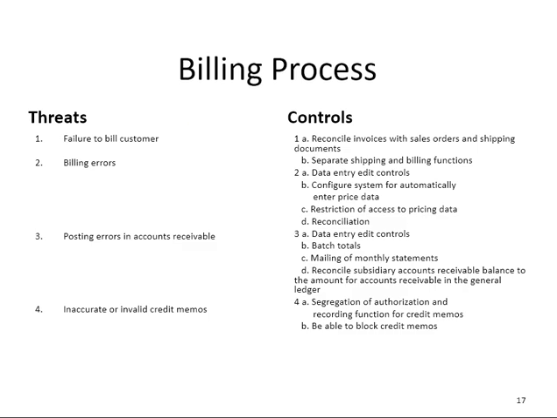All right, threats and controls. Threat: failing to bill customers. Segregating the shipping and billing functions can reduce this risk. Otherwise, an employee can authorize the shipping without sending a bill to his or her friends. That's going to be a problem.